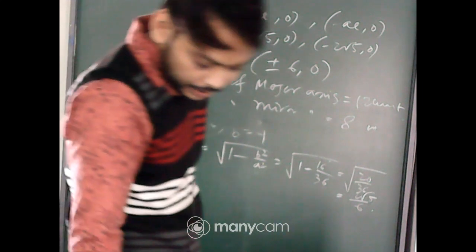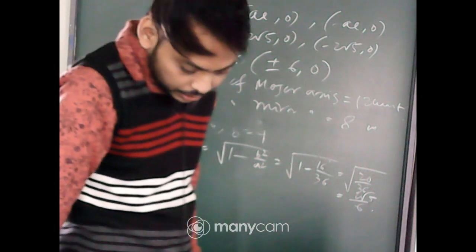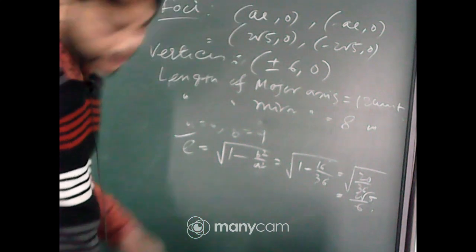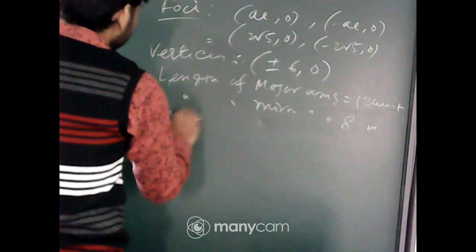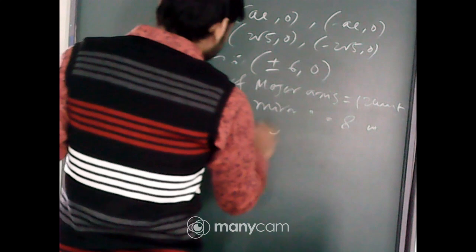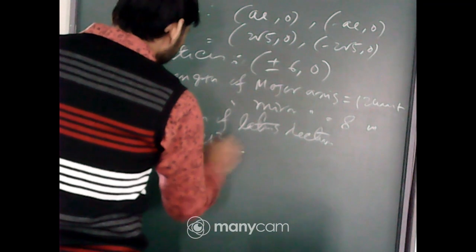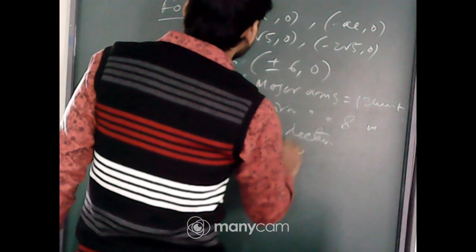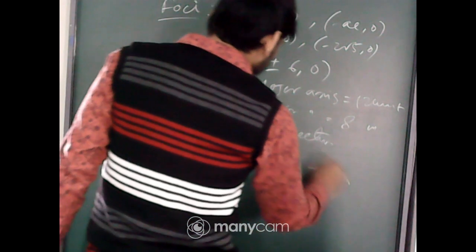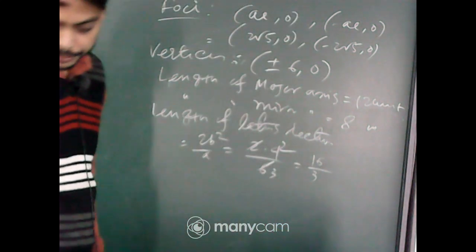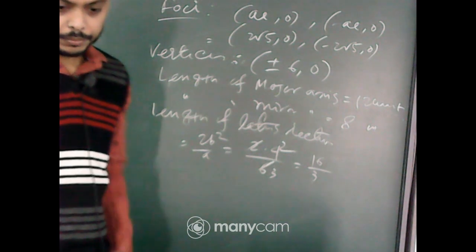Eccentricity, next thing, that is already found here, 2 root 5 by 6, and the last thing, length of the latus rectum, that is 2b square by a. So 2 into 4 square by 6. That means 16 by 3. Yes, latus rectum 16 by 3.